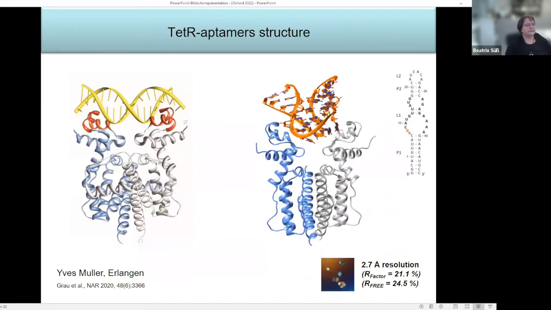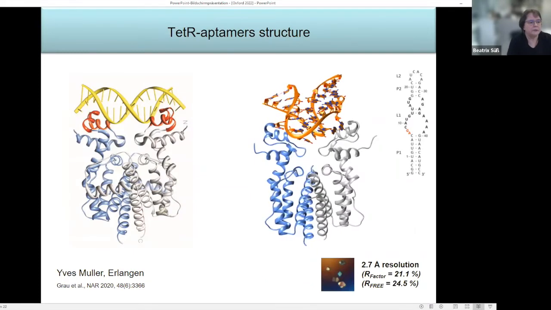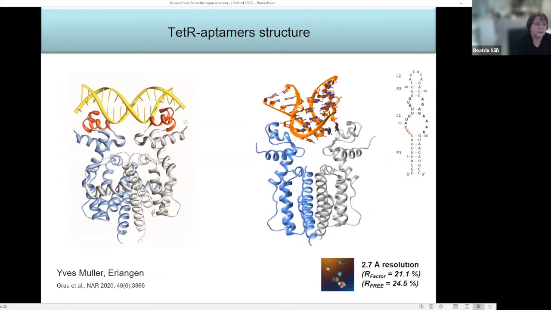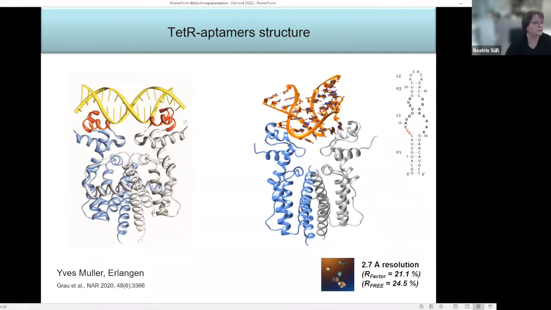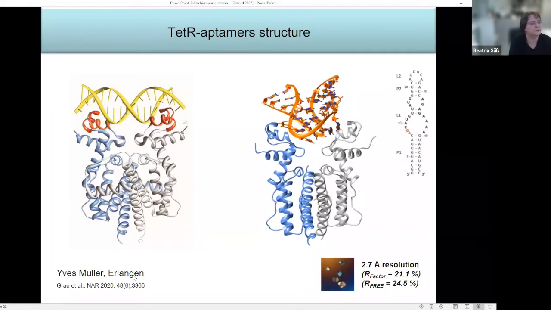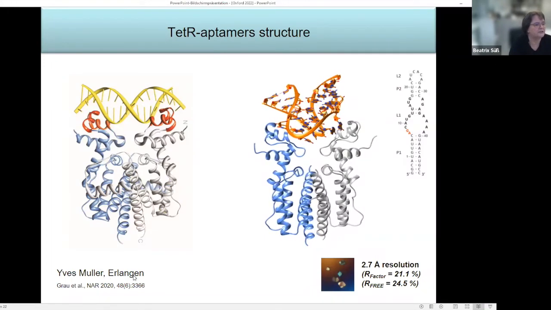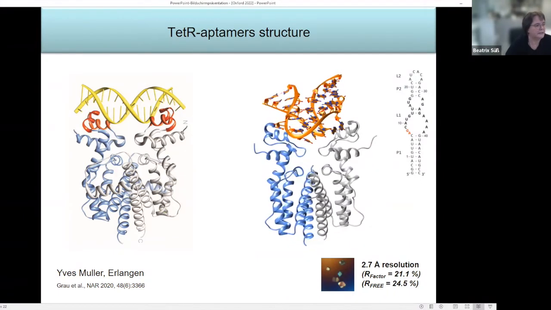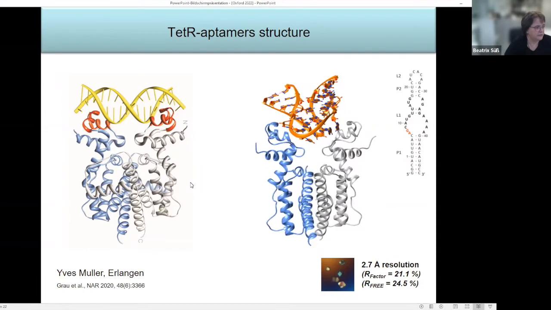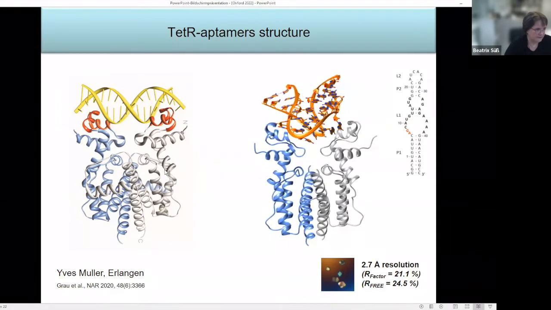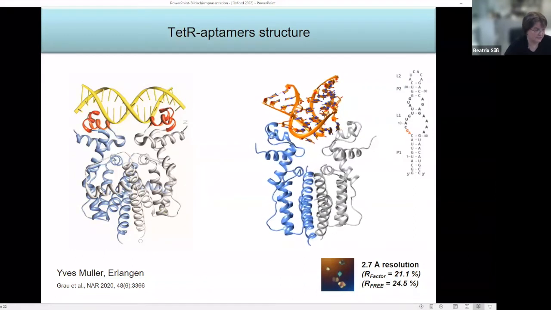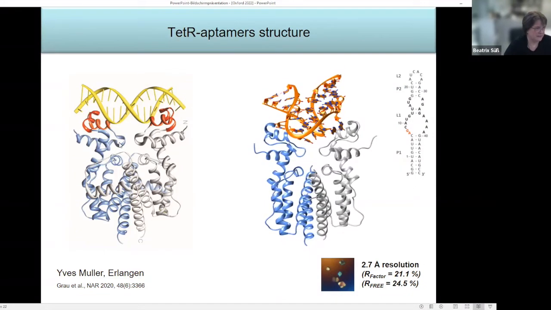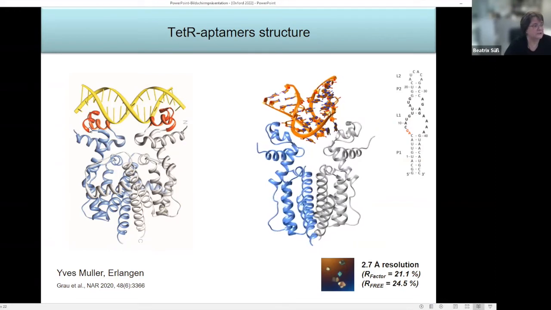Yeah, and finally, we were interested, of course, how our little guy looks like, and together with Eva Müller in Erlangen, it was possible to solve the crystal structure of the co-crystal. And here on the left side, you see that TET-R is a homodimer. It has 10 helices in each monomer, and marked in red are the helix-turn-helix motifs.